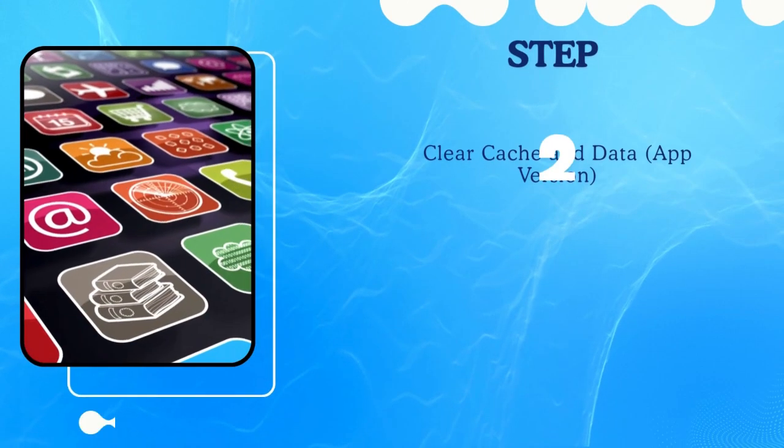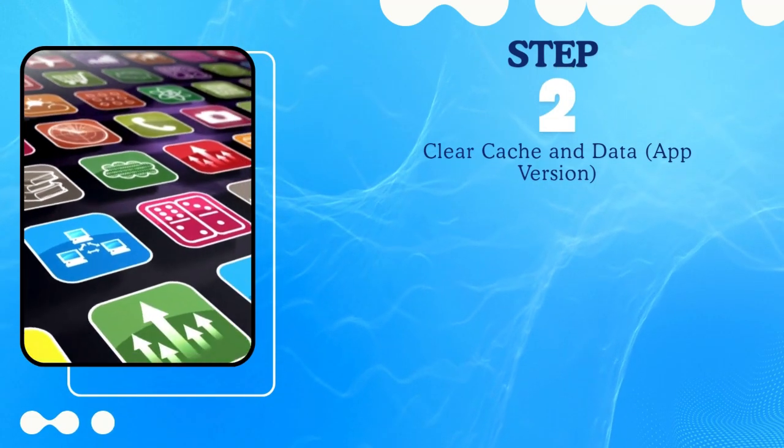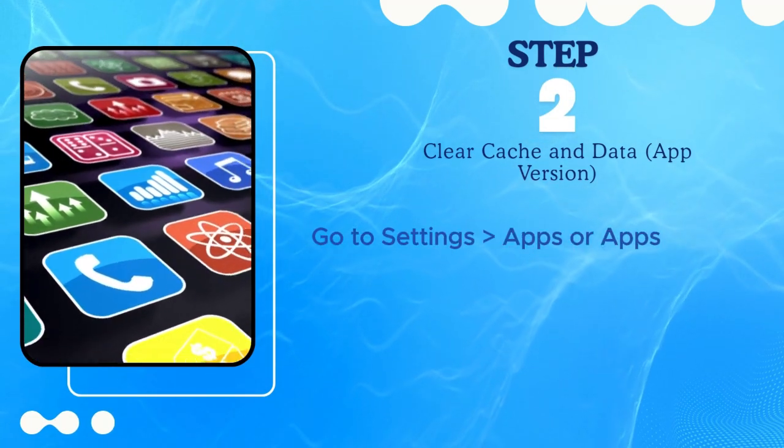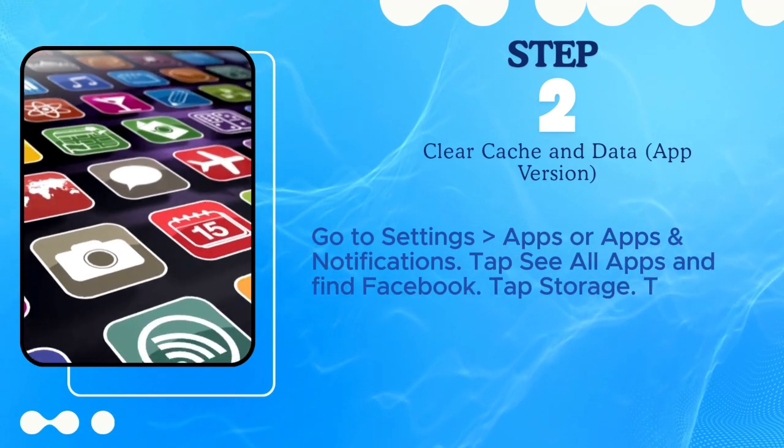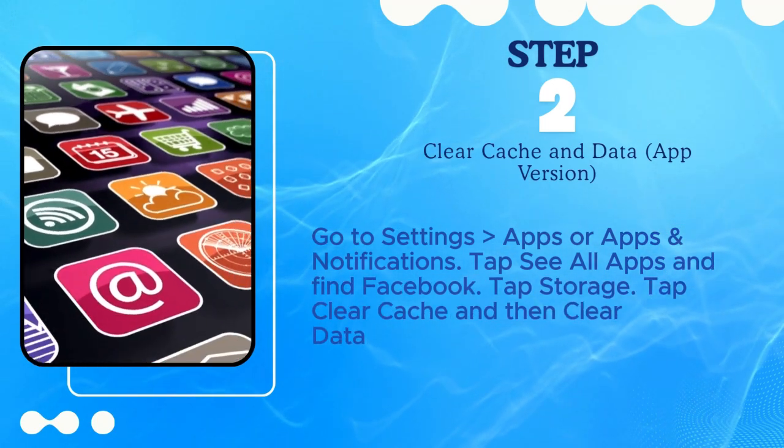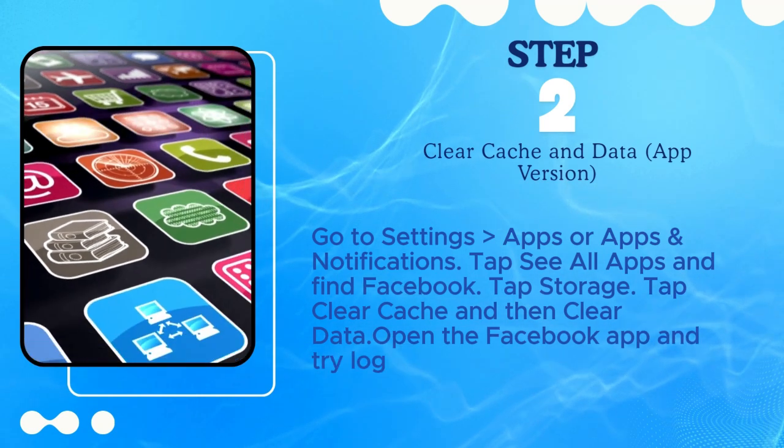Step 2. Clear cache and data app version. Go to Settings, Apps or Apps and Notifications. Tap See All Apps and find Facebook. Tap Storage. Tap Clear Cache and then Clear Data. Open the Facebook app and try logging in again.